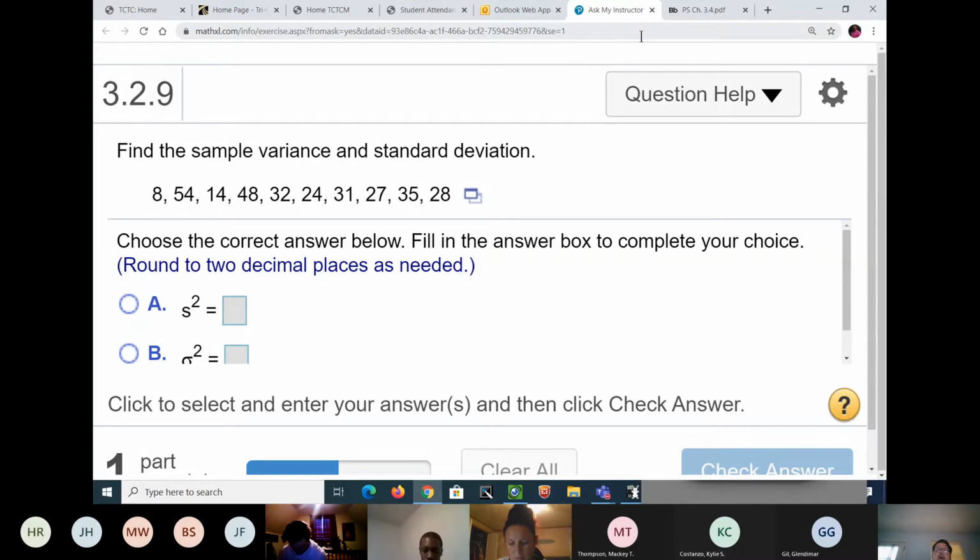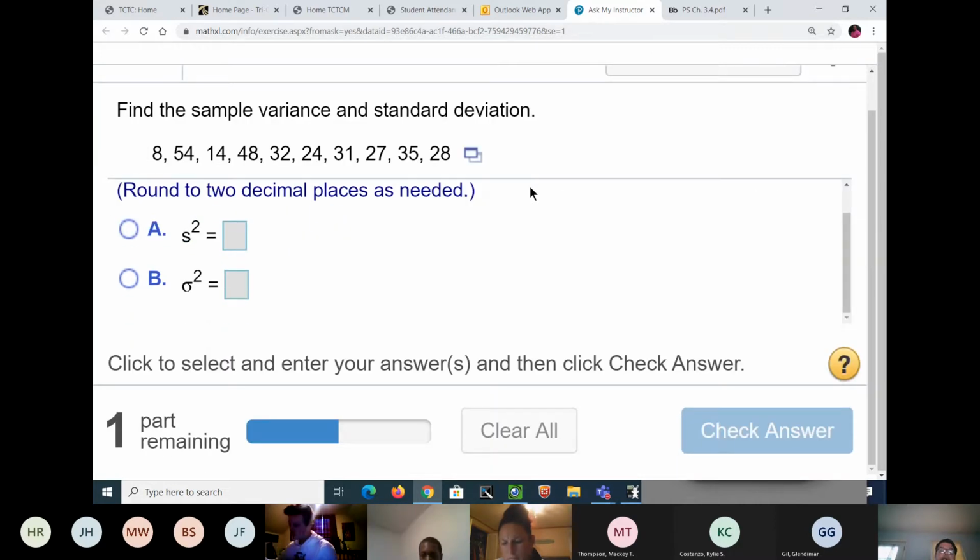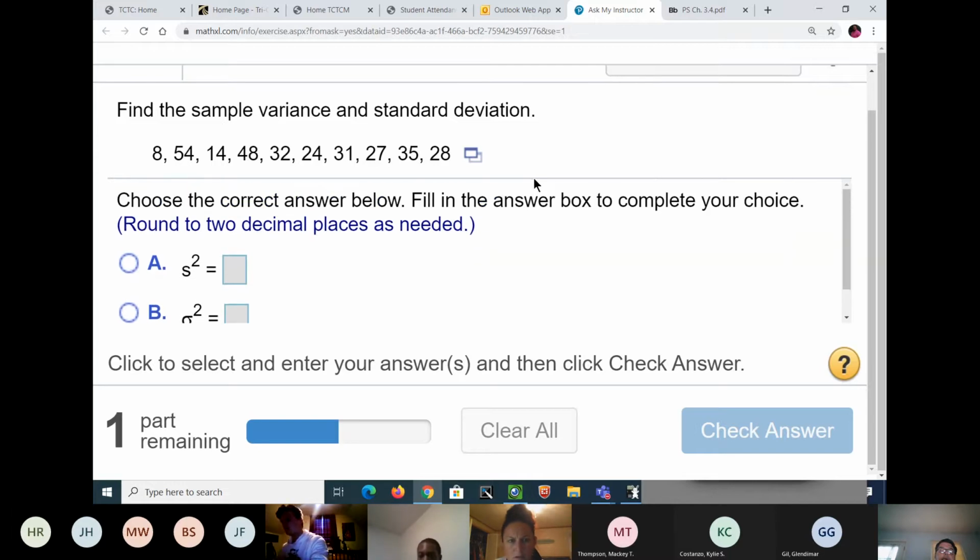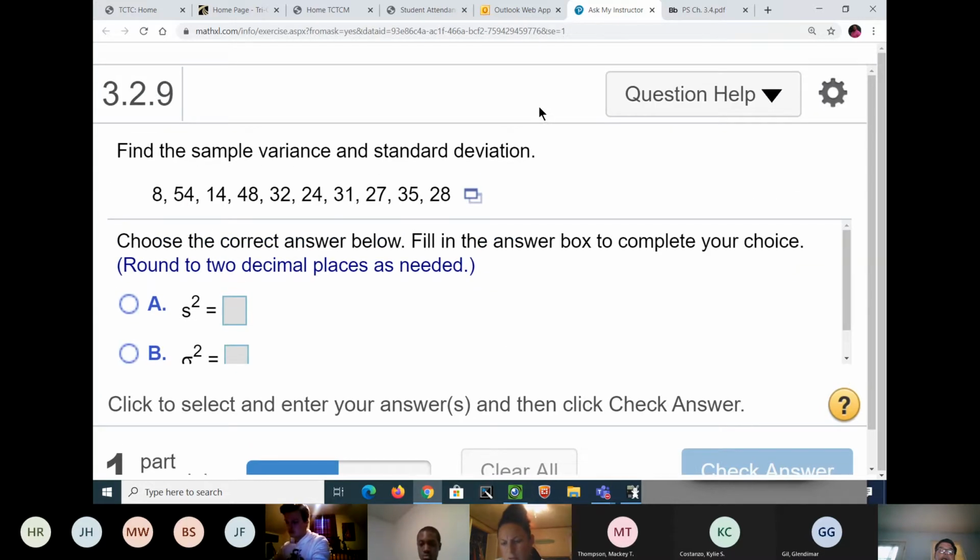Are you putting them in order by hand? Sometimes it helps because there are so many that I can mark through them. Well, that's why you do it on the calculator. One, 2, 3, 4, 5, 6, 7, 8, 9, 10.